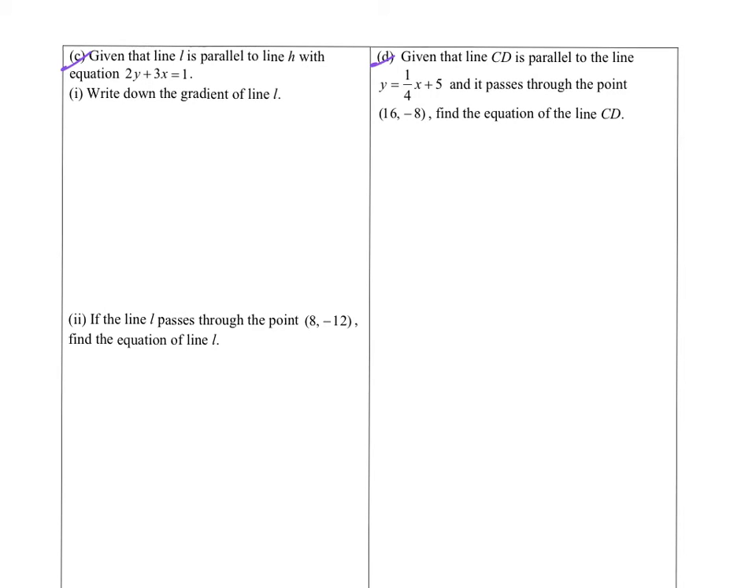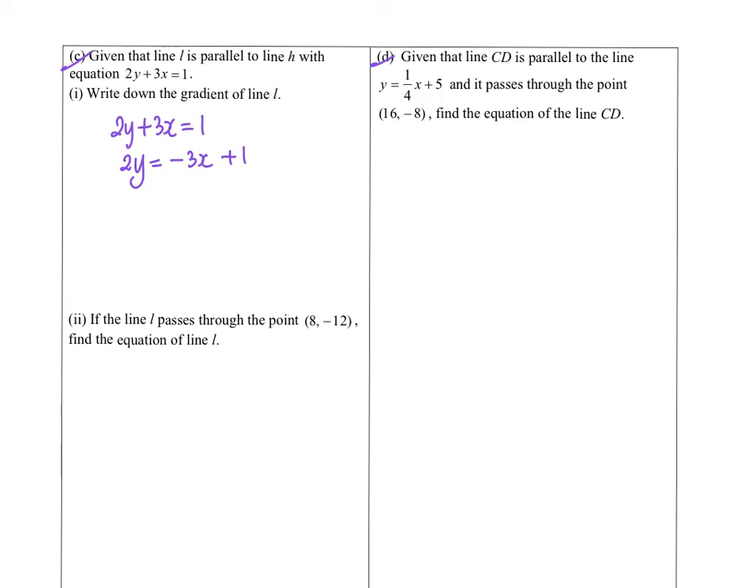Okay, question C. Given that line L is parallel to line H with this particular equation, write down the gradient of line L. Now the gradient of line L equals the gradient of line H, but the equation of H is given to be 2y plus 3x equals 1. Is this of the form y equals mx plus c? Then what can we do? So we're going to shift this. 2y equals, remember we will put the x first and then the number at the back, so it'll be negative 3x plus 1.